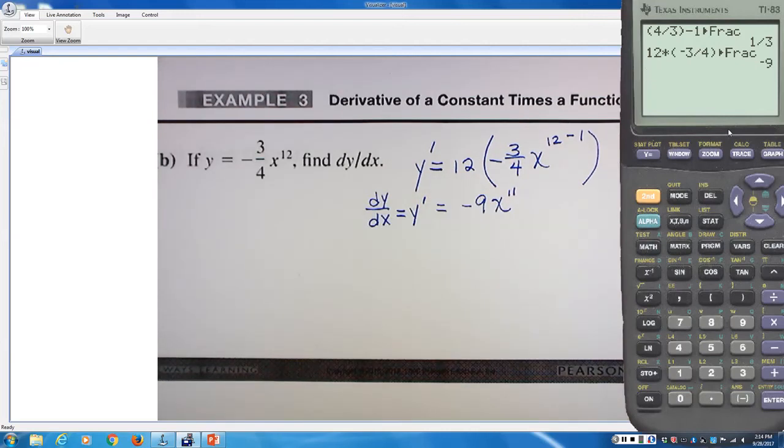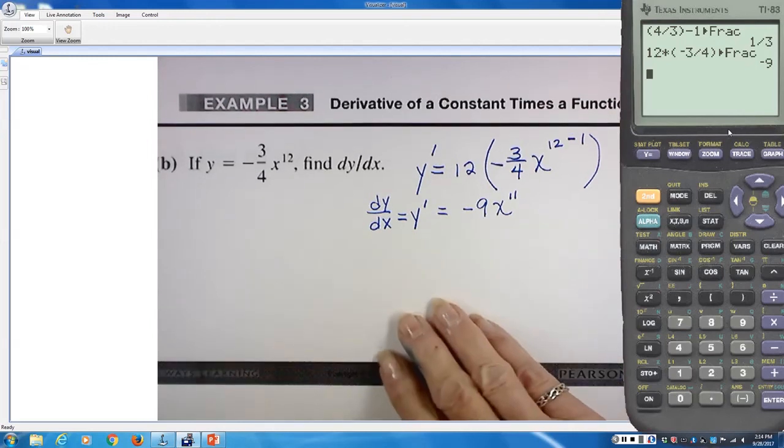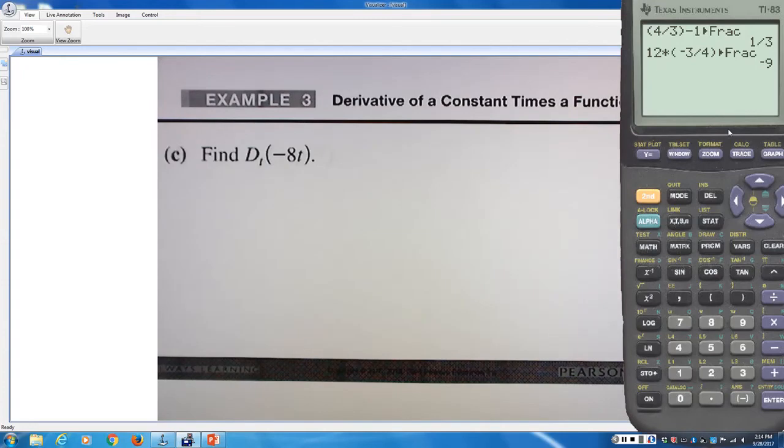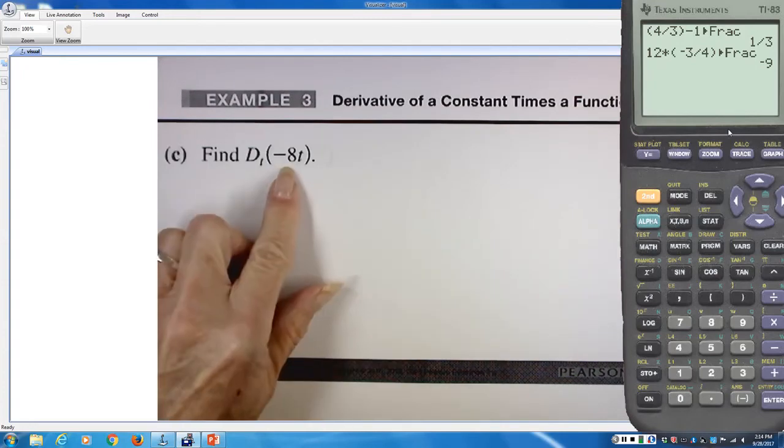Okay? dy dx and y prime are the same thing. It just means take the derivative of that function. Here's the function. What's the derivative of negative 8t?